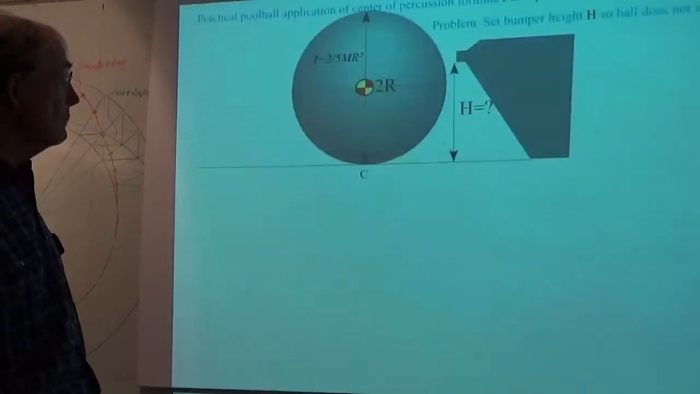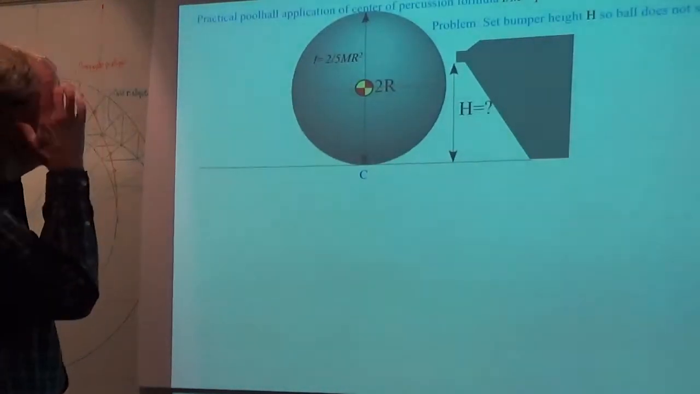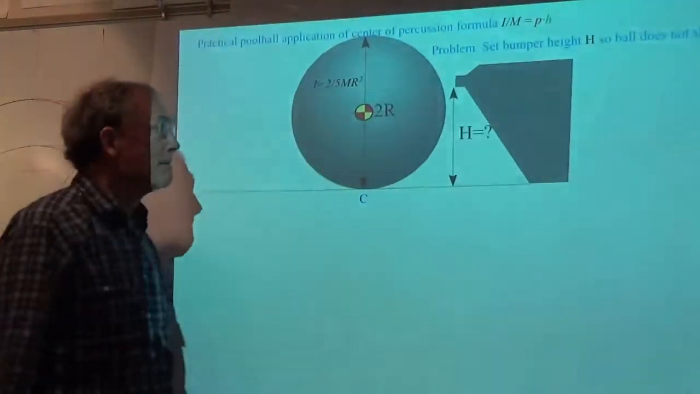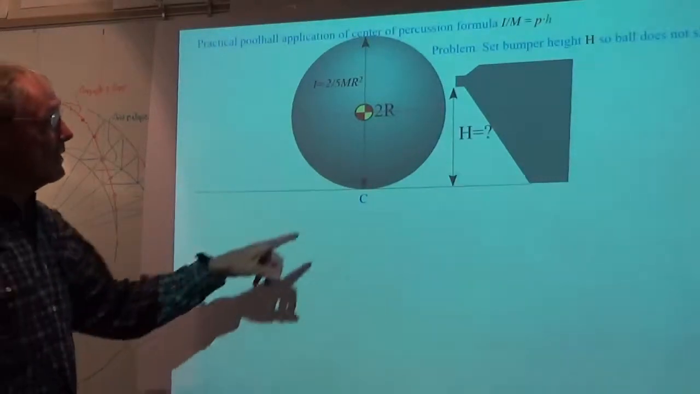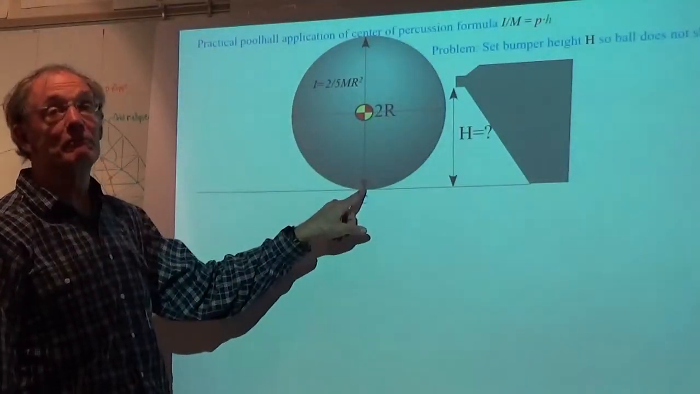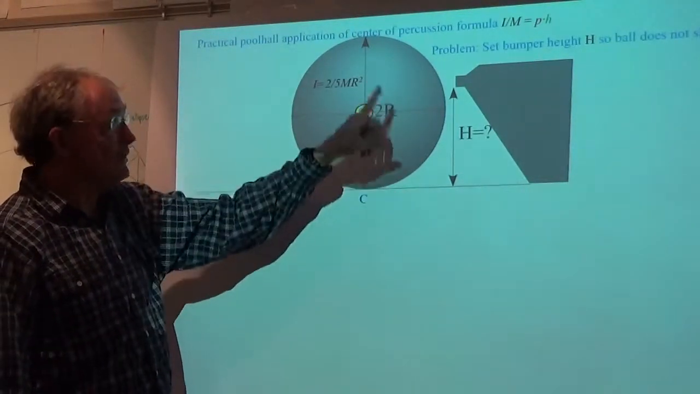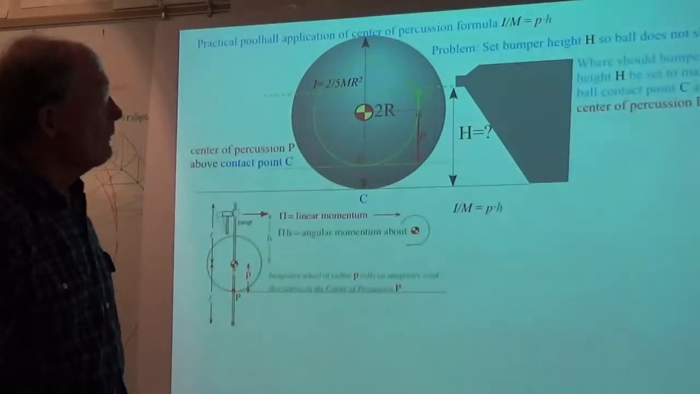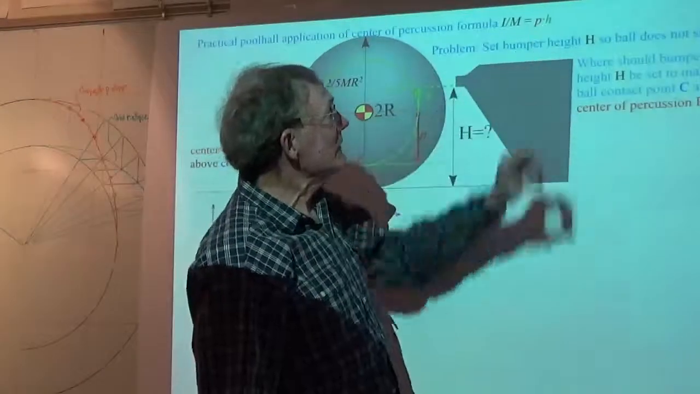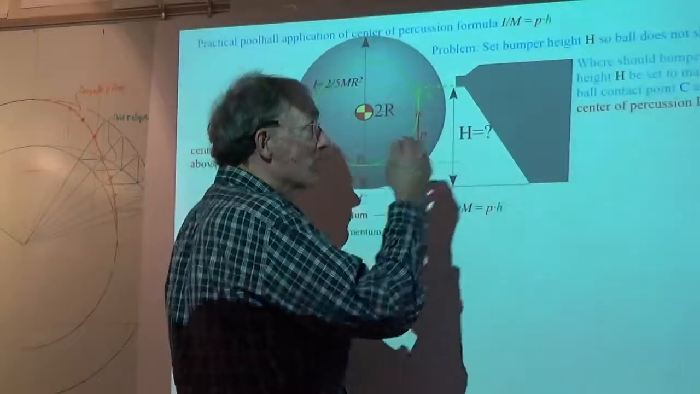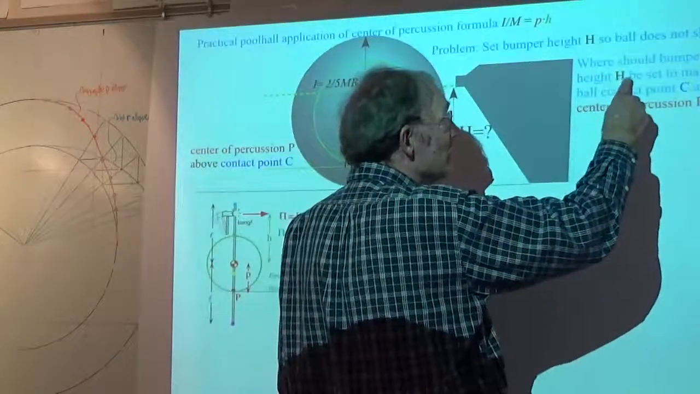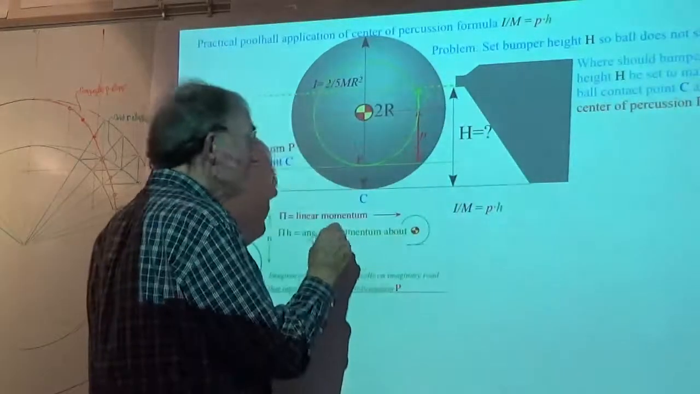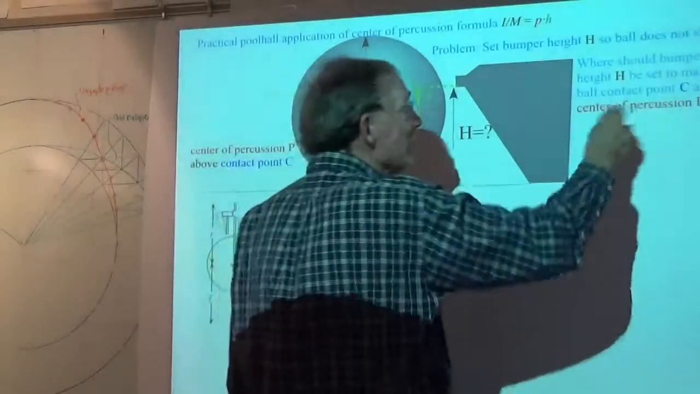Okay, here's a practical pool hall application. Set the bumper height so the ball does not skid. In other words, make that the center of percussion. You've got to adjust the height to do that. Okay? We're going to use this formula, okay? And we want to ask, where should the upper height H be set to make the ball contact point C the center of percussion?